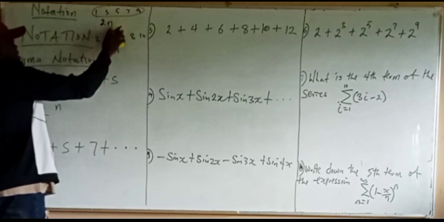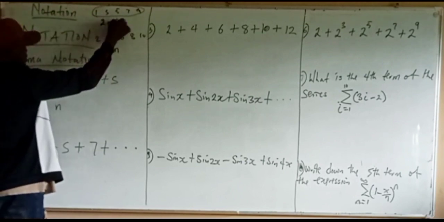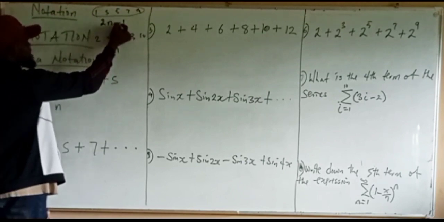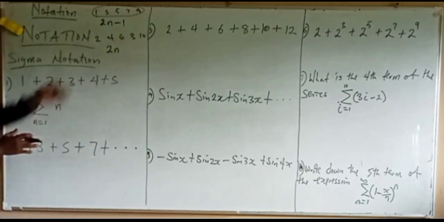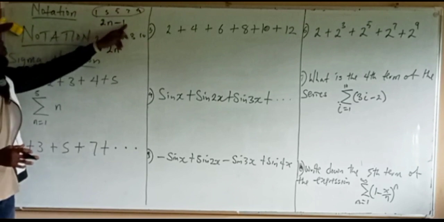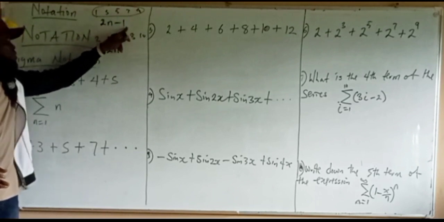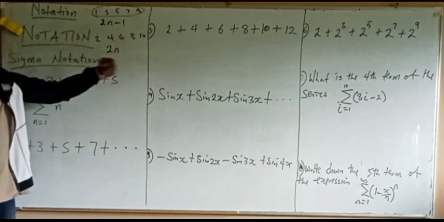So let's start with this. For odd numbers, use 2n minus 1. But this one can also be plus 1. Take note of that. It's not just 1. It can also be plus 3. As far as it is odd, you still get it correctly.